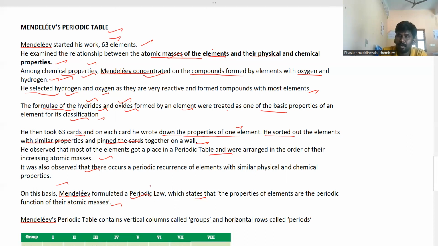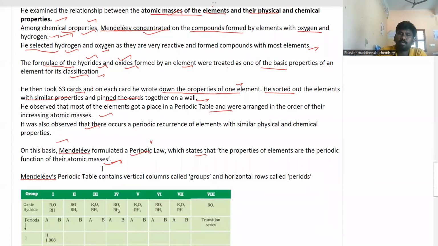These are important. They'll ask one more question: define Mendeleev's periodic law. The properties of elements are the periodic functions of their atomic masses. In the Mendeleev periodic table, there are vertical columns. You can see the vertical columns here.